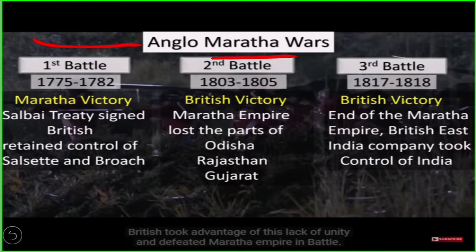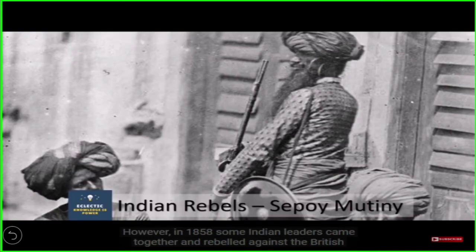The second battle was between 1803 to 1805, and here the Britishers got victory over the Maratha Empire. The third battle was in the year 1817 to 1880, and here also the British got the victory, and that was the end of the Maratha Empire. And the British East India Company again took control over India.